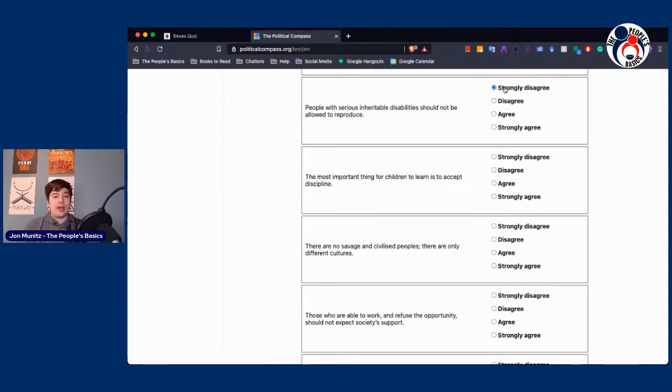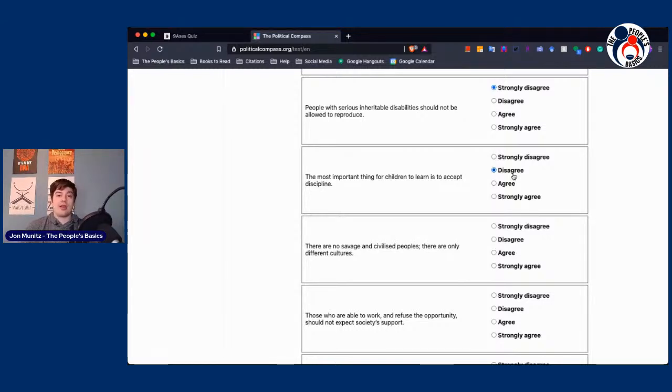Now, mind you, you might say we should restrict people's ability to continue being parents if they are abusing their children, which I agree with, but we should not be stopping anyone from having children, in my opinion. Next, the most important thing for children to learn is to accept discipline. I disagree only because I do not think it is the most important thing. It is important, but I do not think it is the most important.